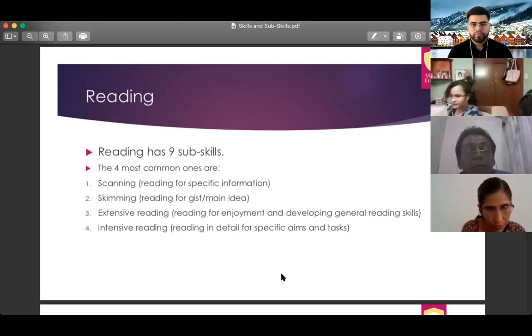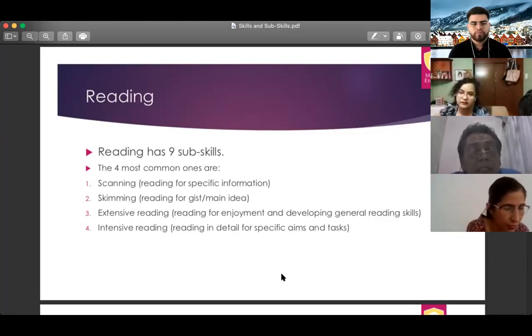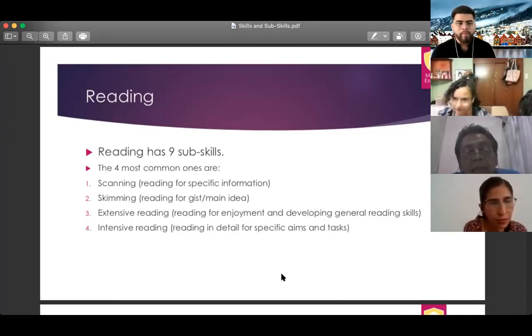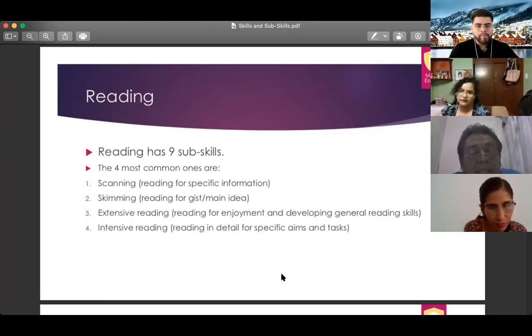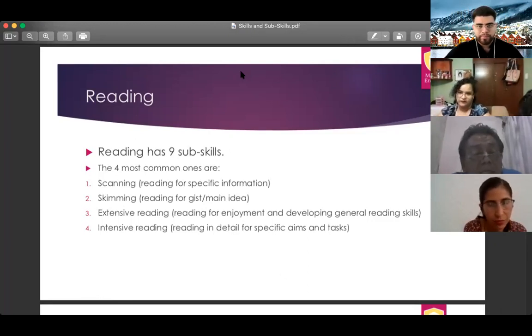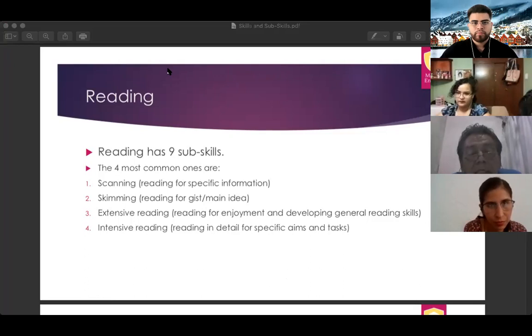Okay, reading. Reading has 9 sub-skills. The 4 most common ones are scanning, reading for specific information; skimming, reading for gist, main idea; extensive reading, reading for enjoyment and developing general reading skills; and intensive reading, reading in detail for specific aims and tasks.